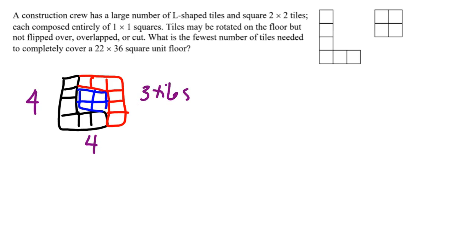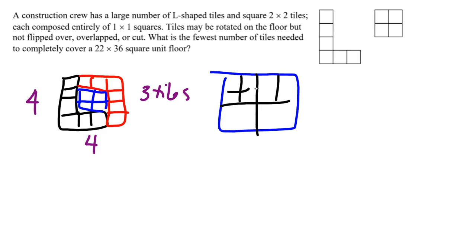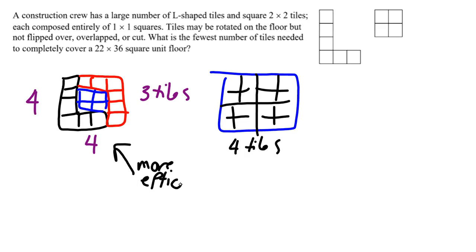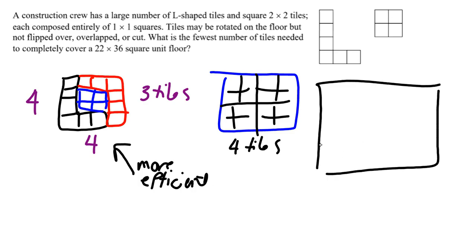If I were to just use the 2 by 2s, I would have 1 there, 1 there, 1 there, and 1 there. I'd have 4 tiles. So this one is more efficient. Okay, so keep that in mind. I want to use as many of these as I possibly can. So this is 4 by 4. So now you picture something that's 22 by 36. If this is 4 by 4, 4 goes into this. Okay, so that's going to work out quite nicely.